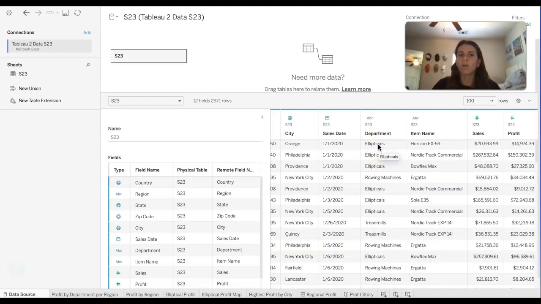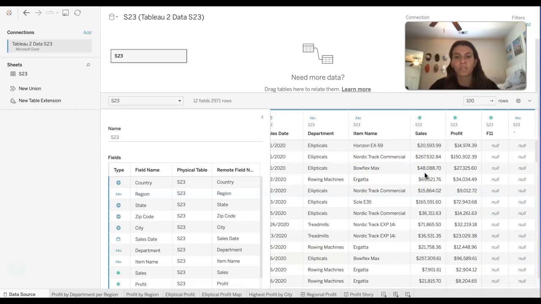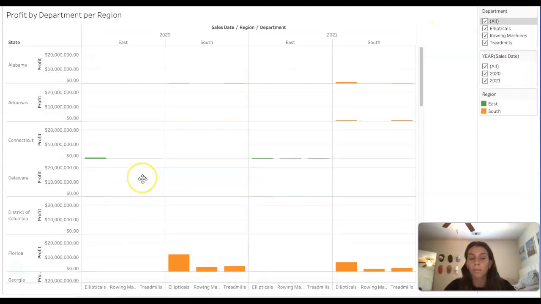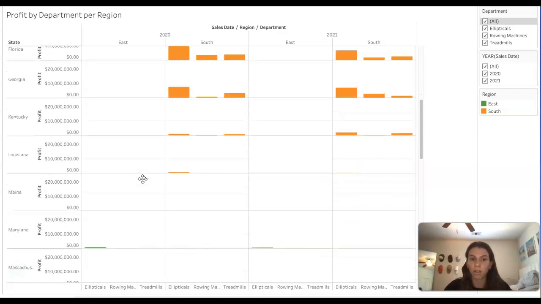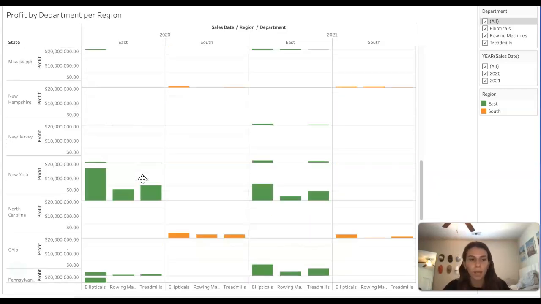And this department is all cardio equipment, so ellipticals, rowing machines, and treadmills are the three items that I will be analyzing. You see the item name, and then going over to the numerical side, we see the sales and the profit per each city, per each department. My first sheet is a very broad visualization showing pretty much all of the data that is relevant.